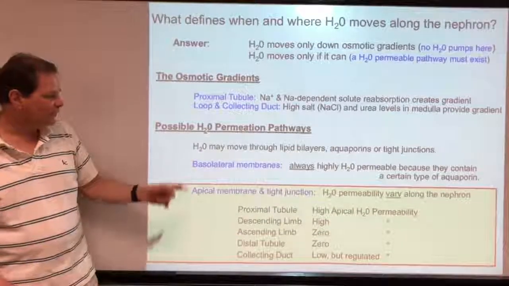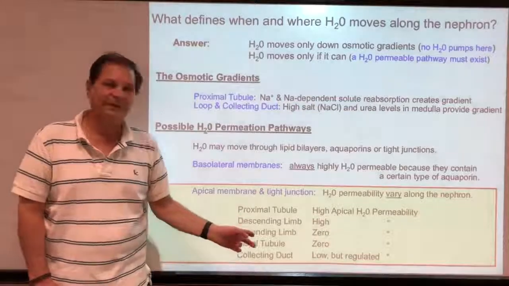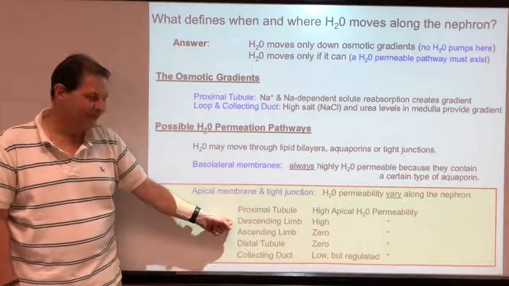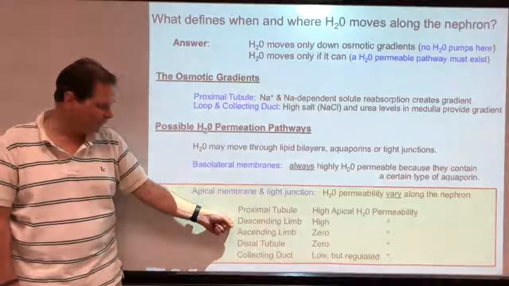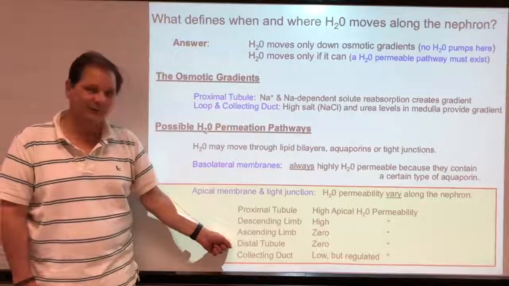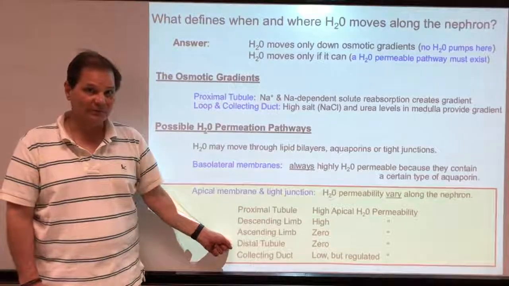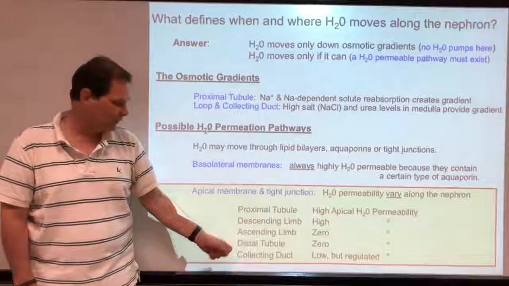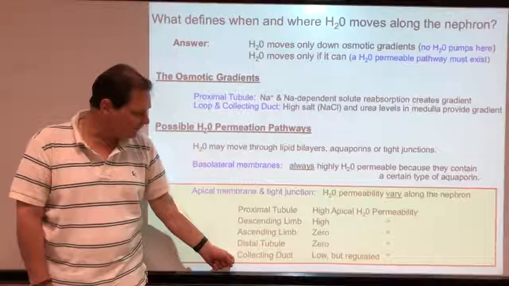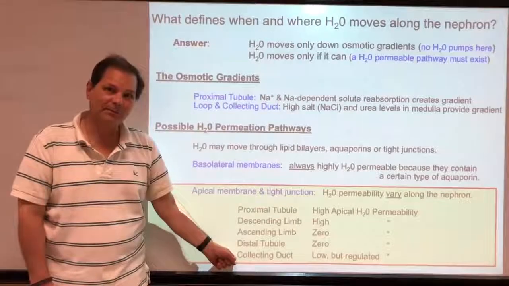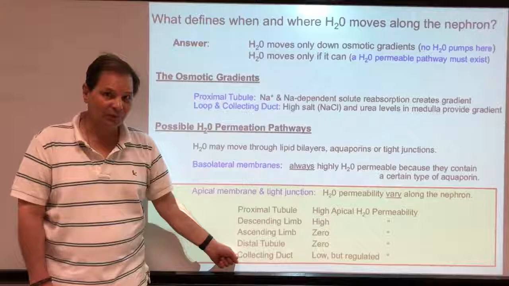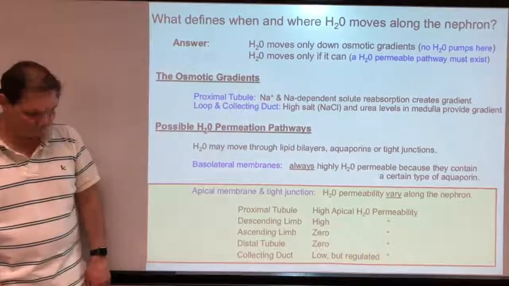Basolateral membranes are always water permeable. The apical membranes are not. They are in the proximal tubule and in the descending limb. I told you that's where a lot of water reabsorption takes place. In the ascending limb and the distal convoluted tubule, no water reabsorption takes place. We're getting sodium transport there. And then in the collecting duct, you have some water permeability, and it's regulated by things like antidiuretic hormone. We'll talk about that, okay?